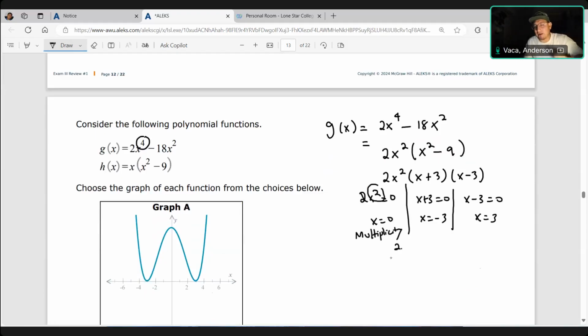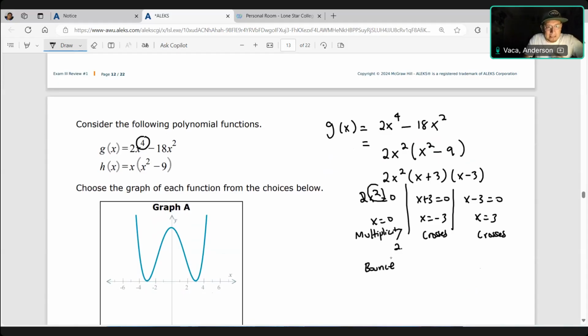It means that when the graph touches the x-axis at 0, it will bounce. In this case, because these zeros are happening, the graph is crossing the x-axis at those values.